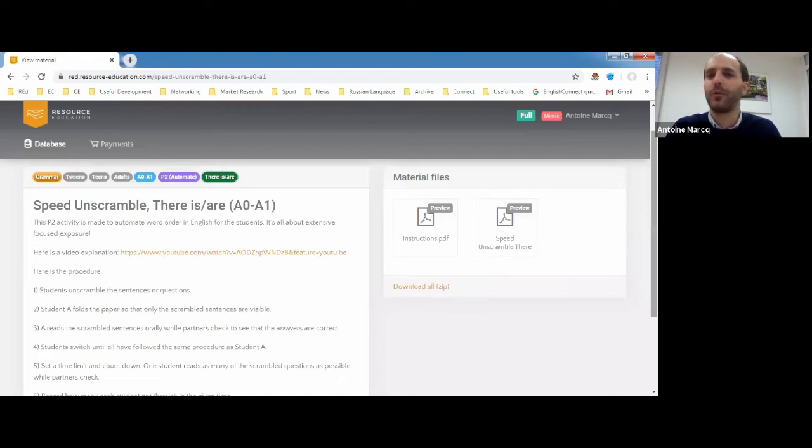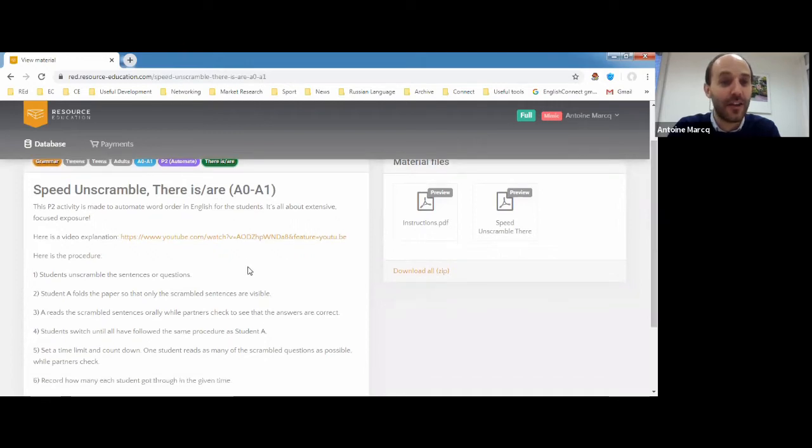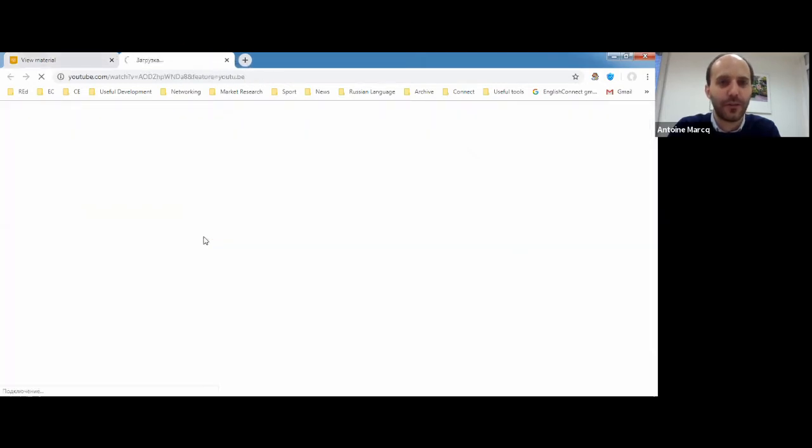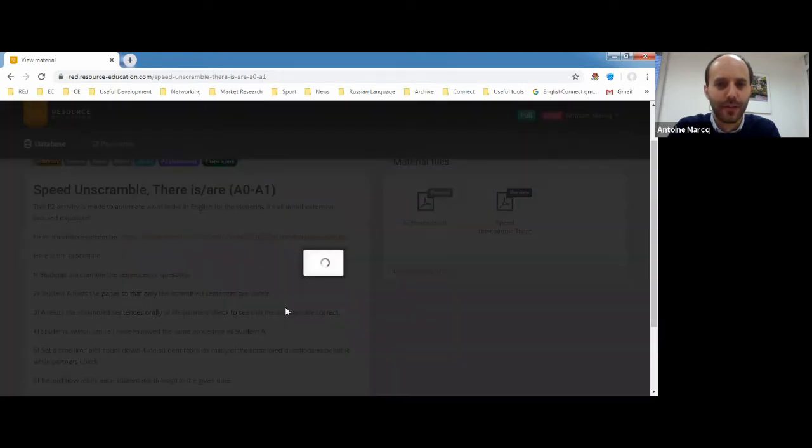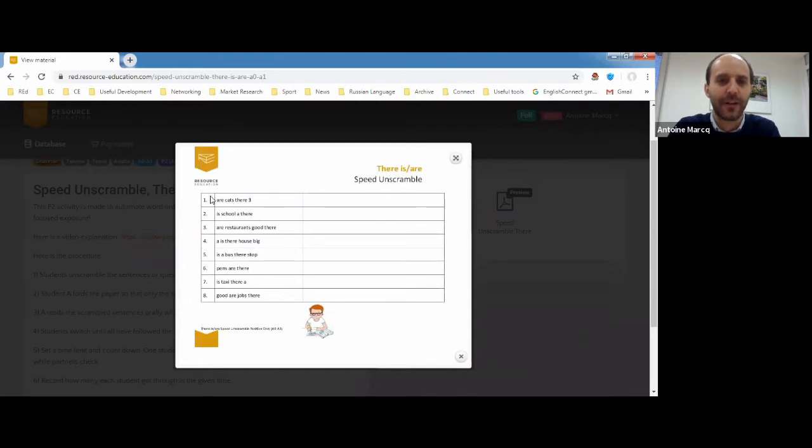Now, speed unscramble, we've done a lot of these together, so I'm not gonna go over the instructions in detail again. There's a video explanation right here. If you click on it, it opens our YouTube channel, and you'll see Tom describing speed unscramble. Let me open it here. Here you have it. For example, students need to unscramble the words and form the sentences, but you're going to add a speed factor, which is going to force students to make the associations faster and faster. There are three cats. There's a school. There are good restaurants. There's a big house, etc.